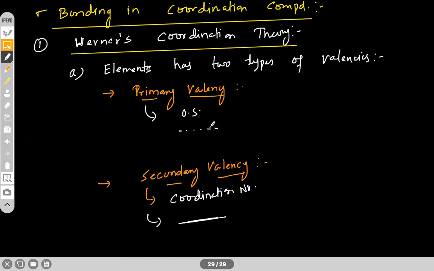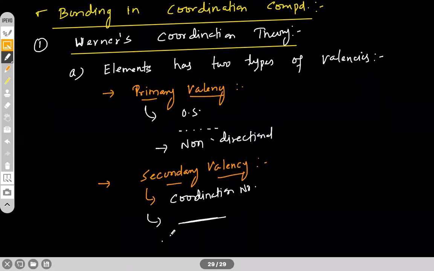Next point. Secondary valencies are directional. I did not give you this point there. Okay, fine, write it down. This is directional. You have to place this in a fixed direction, with a fixed angle. Secondary valencies are directional. Primary valency is non-directional. And because of this only, isomerism is possible in coordination compounds. You have to place the ligands around the central metal atom in a fixed direction, at a fixed angle. That's why it shows isomerism.